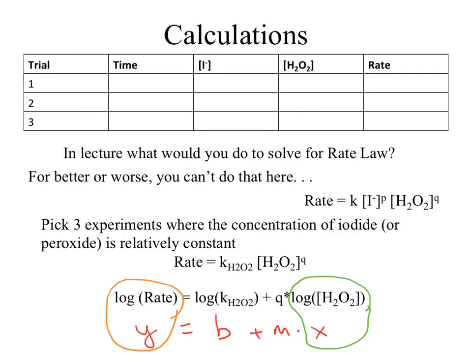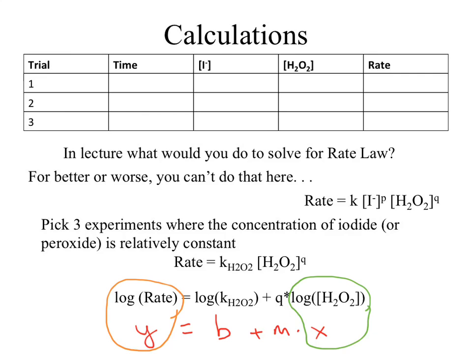We now know part of our rate equation. How do we solve for P? Same general idea, except now instead of picking 3 experiments where our iodide concentration stayed the same, we'll pick 3 experiments where our peroxide concentration stays the same. And we'll go through and generate a new plot. That new plot is going to give me a slope of a line. The slope of that line will now be P.